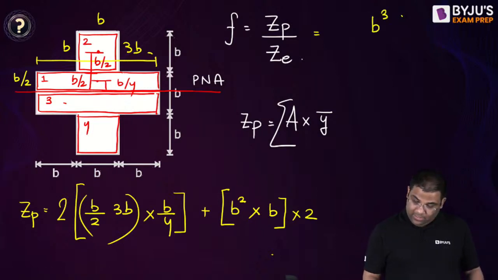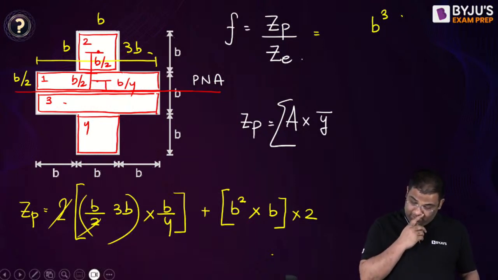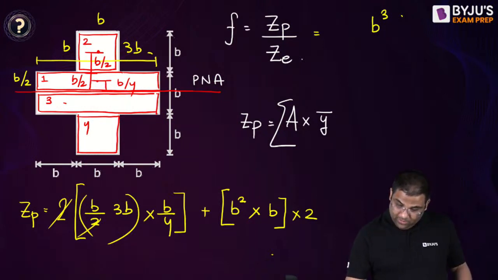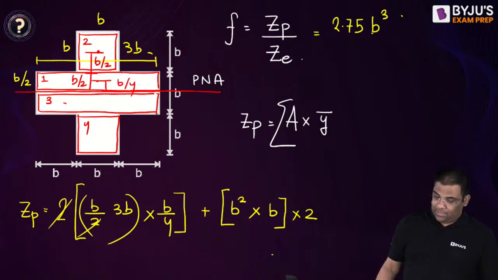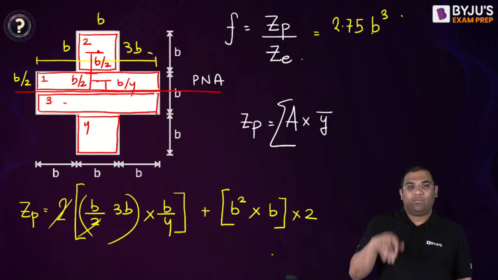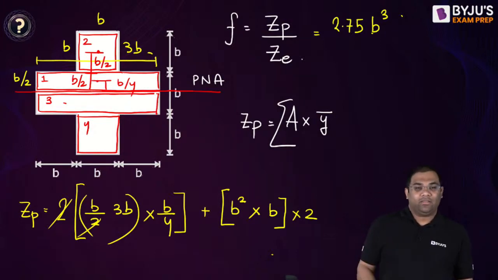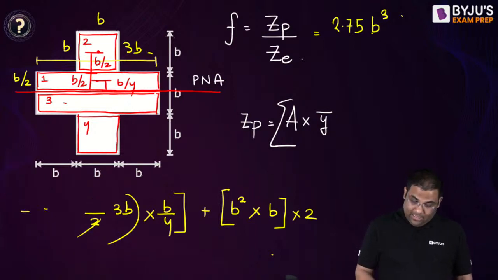So let me do some calculations. This will cut 3 by 4, 0.75. 2.75, right? You are getting 2.75 B cube, right? You see? 2.75 B cube. Very easy. Okay? This is the way we find out ZP. Take different rectangles, take their area and take the distance of the centroid of those rectangles from the plastic neutral axis. Yes, you are getting 2.75 B cube.